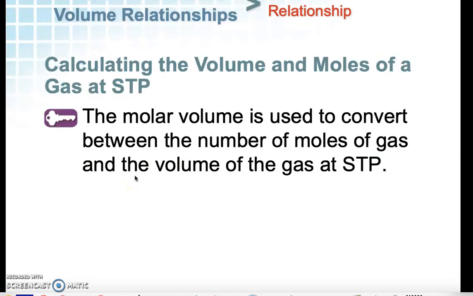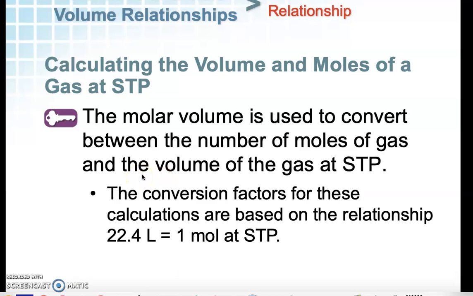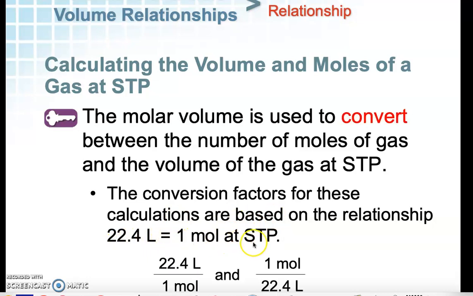Now, what do we do with these numbers? We're going to be calculating the volume and moles of a gas at STP. The molar volume is used to convert between the number of moles of a gas and the volume of the gas at STP. So there's a conversion factor. The conversion factors for these calculations are based on the relationship 22.4 liters equals 1 mole at STP. So here are your two conversion factors, which you're going to use to convert.